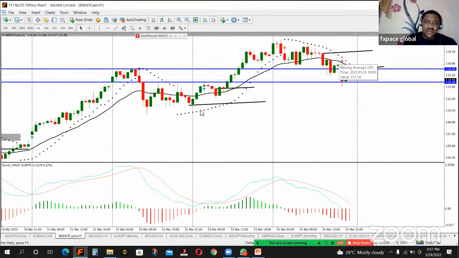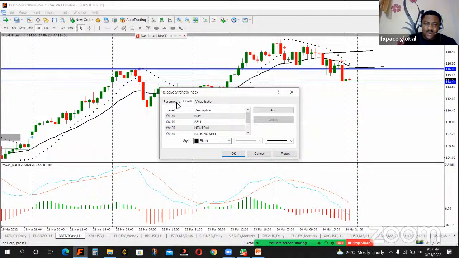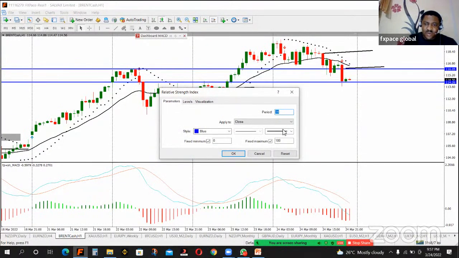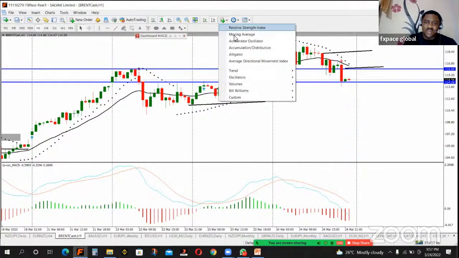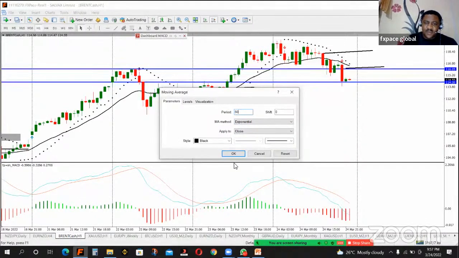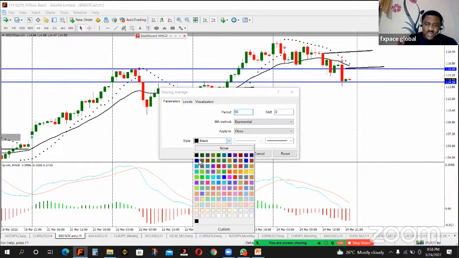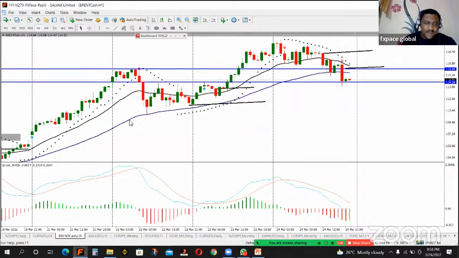Okay, so this moving average. Now let me plot another moving average again, in case we have a crossover. Now I want to put a 50 period moving average. I'll go to moving average, choose exponential, and put 50. I just need to change the color so that the two will not be the same. I'll change the color to dark blue and click OK.